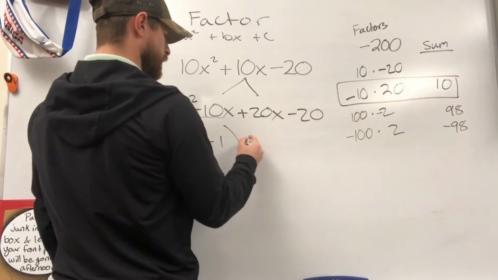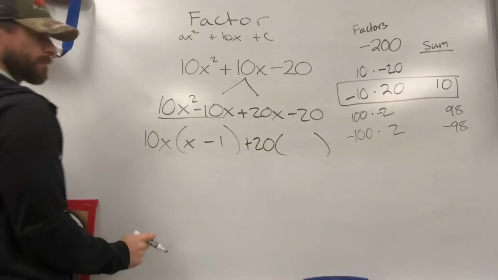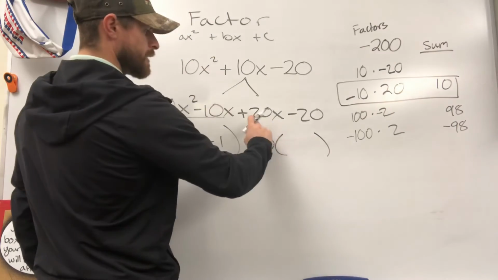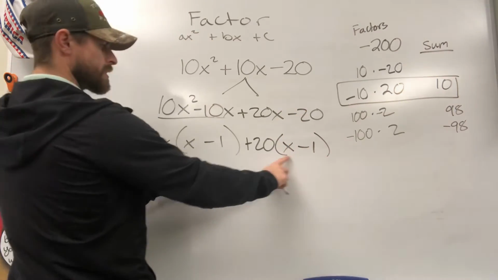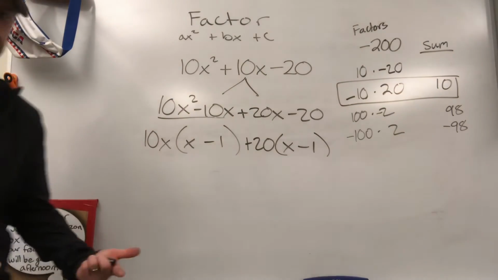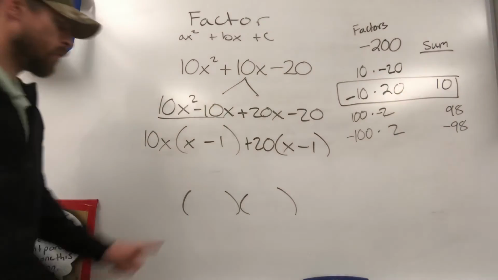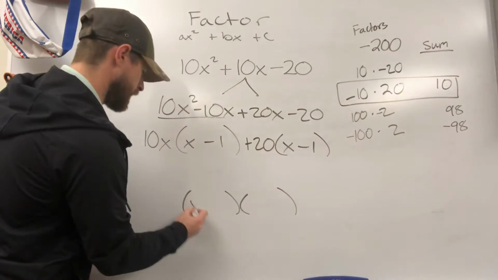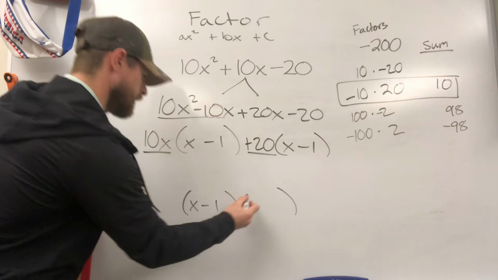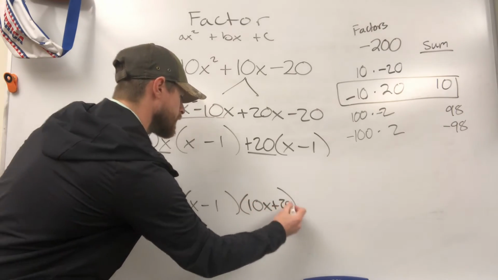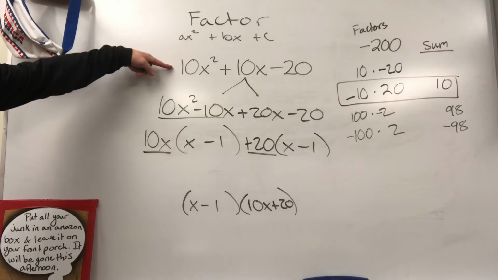20 and negative 20 are both divisible by 20. They don't each have an x, so I don't pull an x out. 20 times what would make 20x? 20 times what would make negative 20? Notice I have twins. This is a good sign. This is telling me I'm doing it right. My final answer is a binomial times another binomial. One of these binomials comes from the twins, x minus 1. The other binomial comes from my GCFs, 10x and 20. 10x plus 20. And this is factored form of this quadratic.